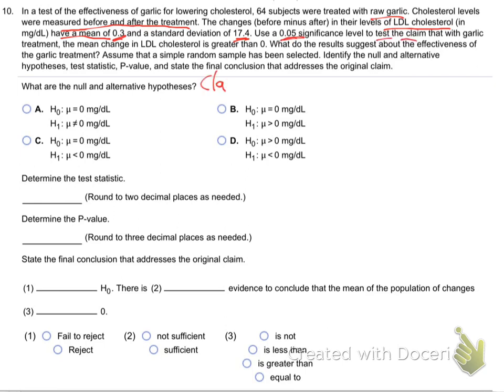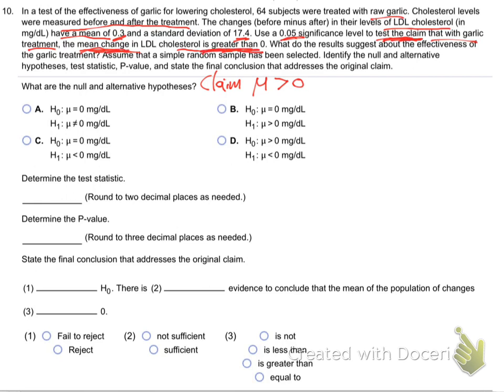Here comes the claim, the most important part. What's the claim? That with garlic treatment, the mean change in cholesterol is greater than 0. Mean greater than 0. That's what they're claiming. See, I grab the claim first. I always start with the claim. So we test the claim that the mean is greater than 0.